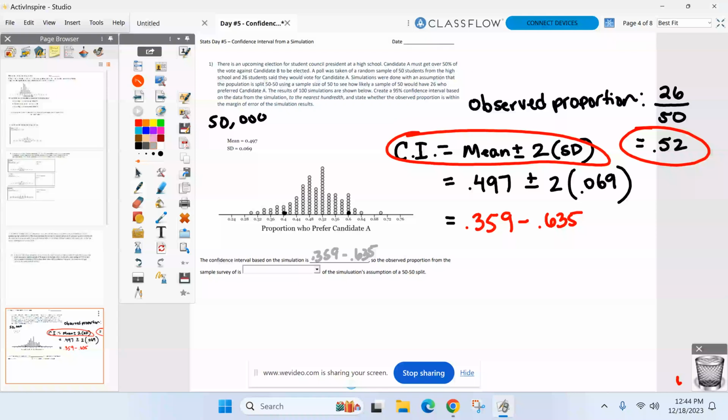So the observed proportion of the sample, and I should have put a blank here. So the observed proportion from the sample survey of, what did we find our observed proportion was again? I should have put a blank here for you guys to fill in. What was our observed proportion here? 0.52. Our observed proportion 0.52 is within or not within? Within the confidence interval.